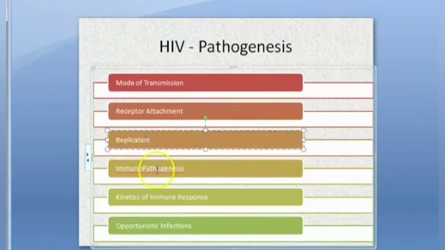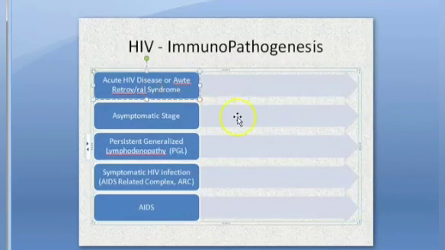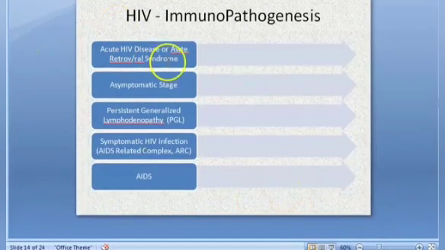So now that replication is over, the next step is immunopathogenesis. In pathogenesis, you have to study about immunopathogenesis. So shall we go to immunopathogenesis? I think it is too much for now, right? In immunopathogenesis, you have to learn about the acute HIV disease or the acute retroviral syndrome, asymptomatic stage, persistent generalized lymphadenopathy, systemic HIV infection, AIDS. Finally only it goes to AIDS. AIDS is not initial. HIV, then in progression it leads to AIDS.